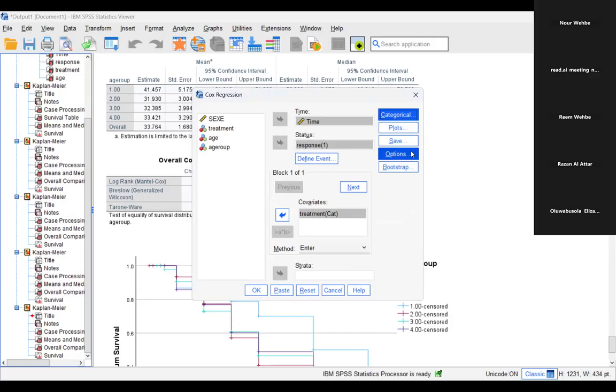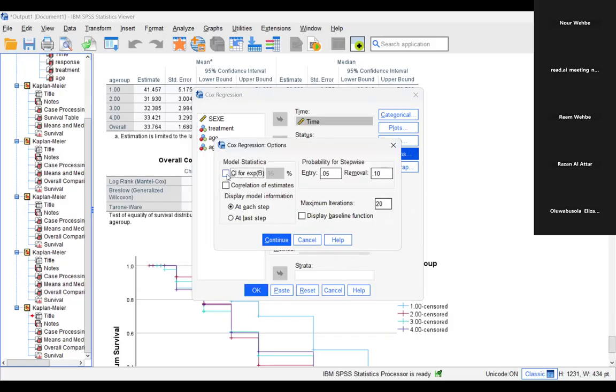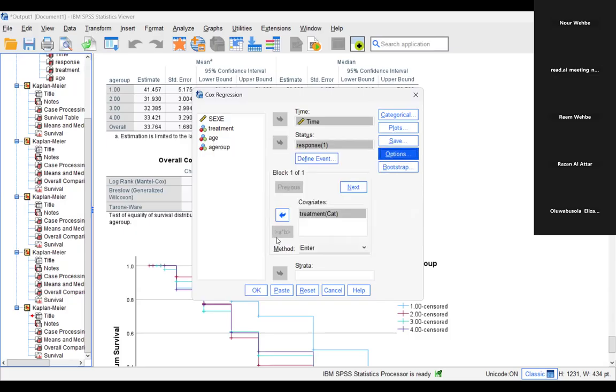What I need to add from here, in the options, is the confidence interval of the exponential of beta. Why? Because in Cox regression, the coefficient, the B, is the log of the hazard rate ratio. When I take the exponential of beta, I get the exact hazard ratio. So the table would give me the hazard rate ratio instead of doing it again or asking for it. So it is very important that in the options, I put the confidence interval for exponential of beta.